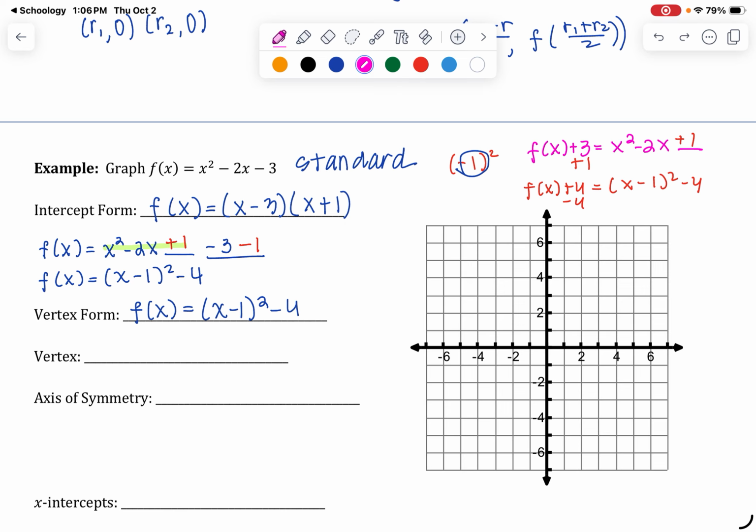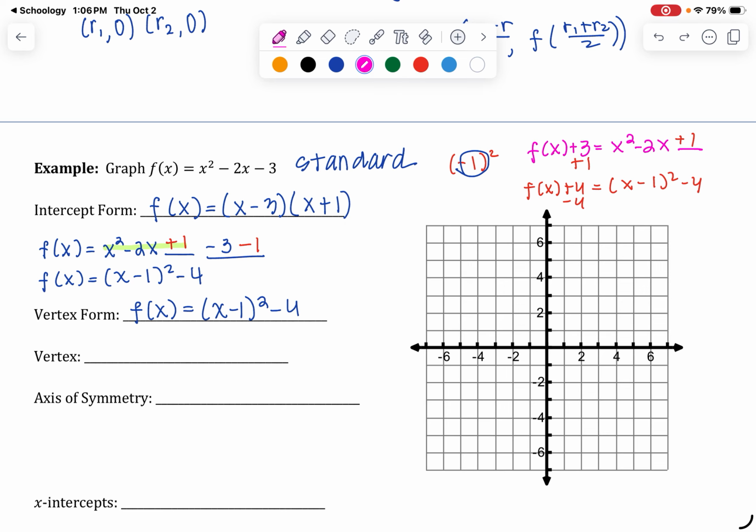Then I can get the y value of the vertex by plugging 1 into my original equation right here. So I can do f of 1. So I get 1 squared minus 2 times 1 minus 3. That's 1 minus 2 minus 3, which is -4 right here. And then I can use this to write my vertex form: y equals x minus 1 quantity squared minus 4.